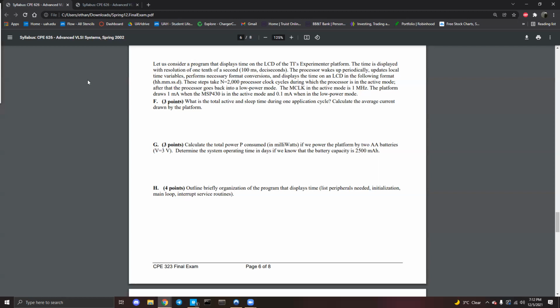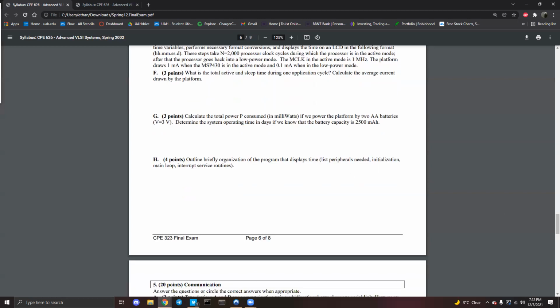So then in part G, it says calculate the total power in milliwatts if we power the platform by 2 AA batteries. Thank God he told us it's 3 volts. Determine the system operating time in days if we know the battery capacity is 2500 milliamp hours.